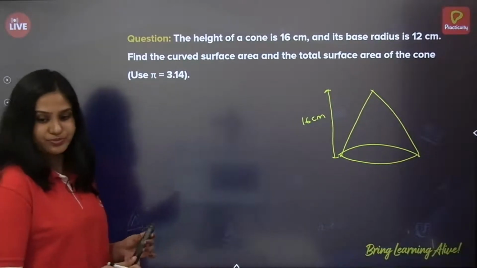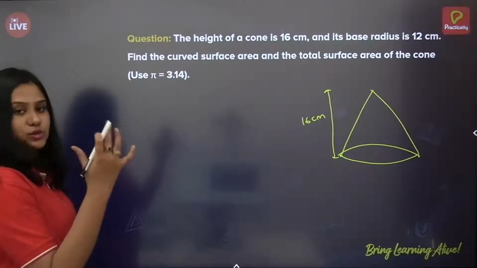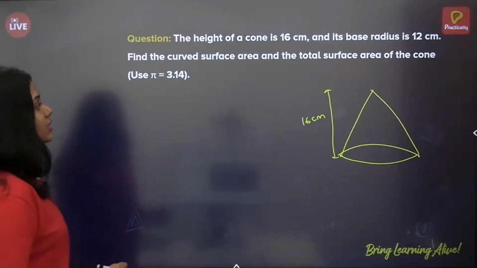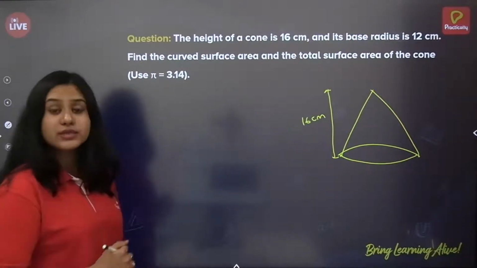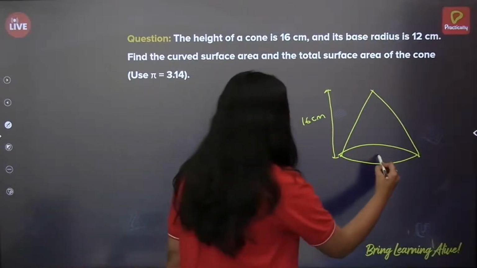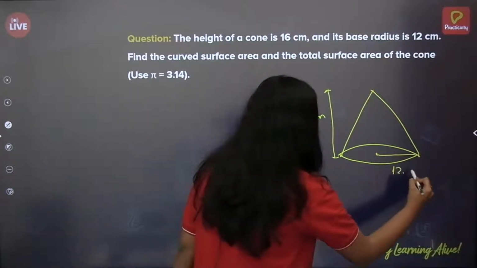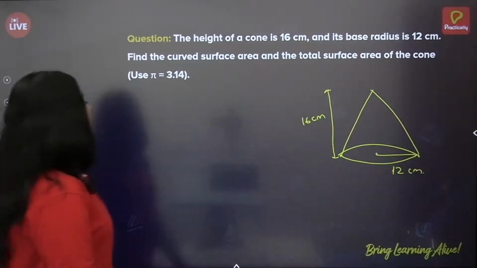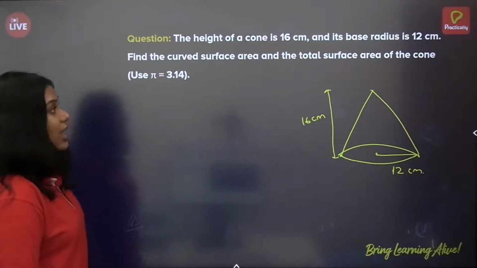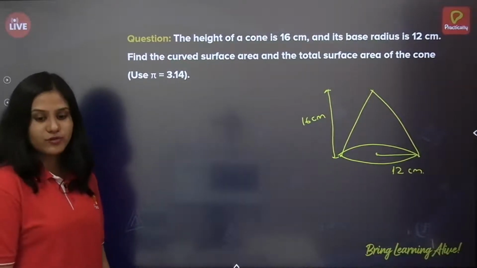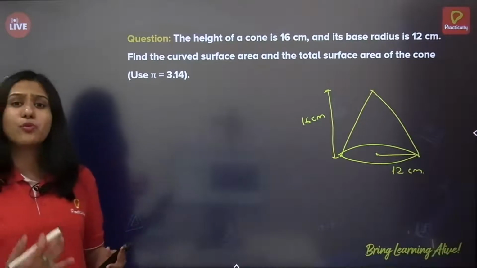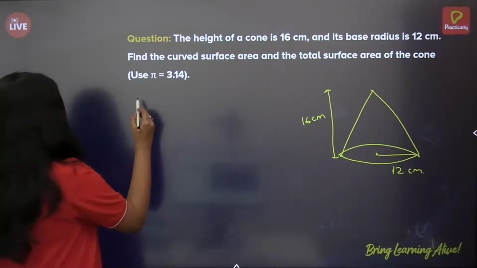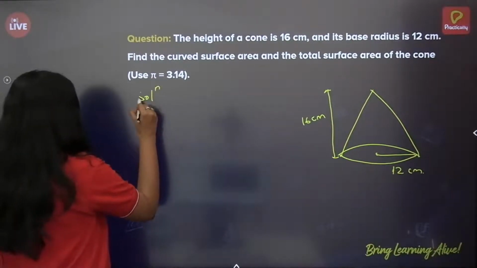Right. Next, let us go back to the question now. So height is 16 centimeters. What's the base radius? It is 12 centimeters. So this is 12 centimeters. Find the curved surface area and the total surface area of the cone. Alright, so we have to find both. Okay, so just write solution.